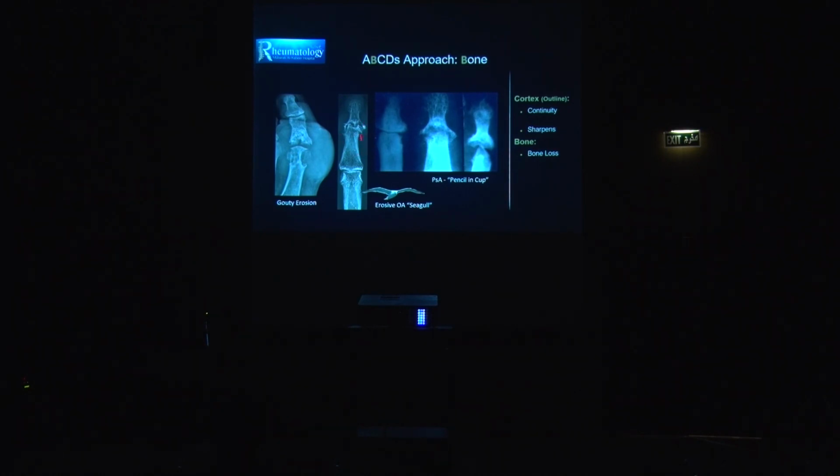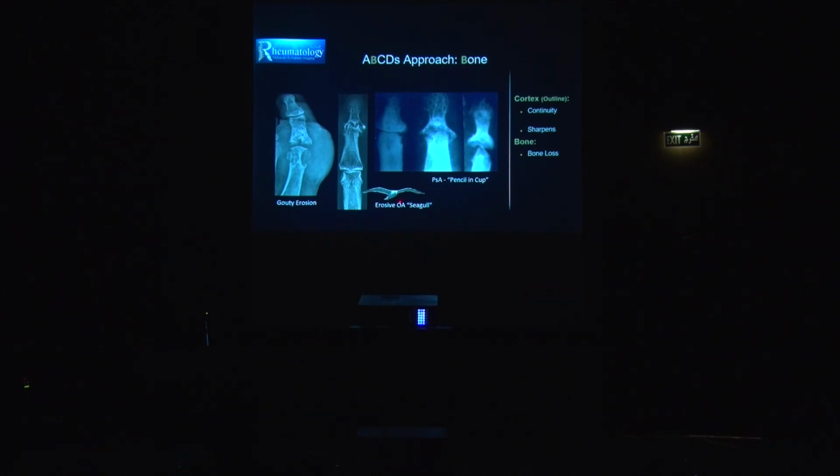And any idea what this is? This is an erosion here. Any idea what this is? This is psoriatic, this one. The pencil and cup is psoriatic arthritis. What we call the pencil and cup. So the proximal bone is eroded like a pencil, and the distal bone has got new bone on the side like a saucer. So it's like a pencil and a cup. This is typical of psoriatic arthritis.